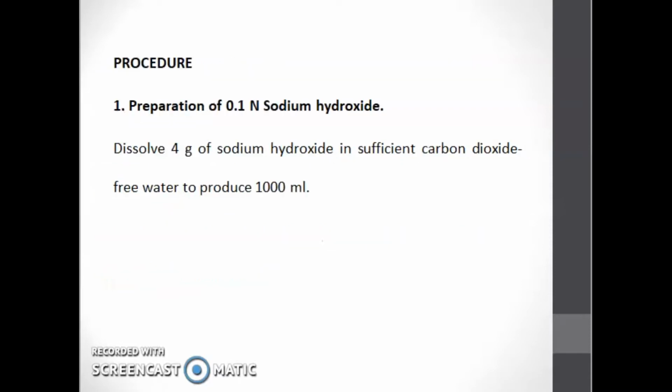Let us see the procedure for the practical. The first step is the preparation of 0.1 normal sodium hydroxide. Dissolving 4 gram of sodium hydroxide in sufficient carbon dioxide free water to produce 1000 ml will give you 0.1 normal sodium hydroxide solution.